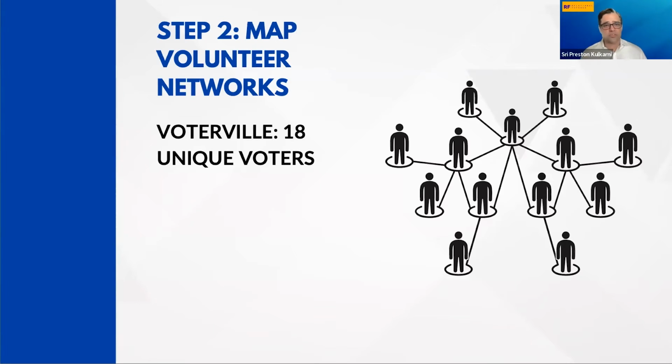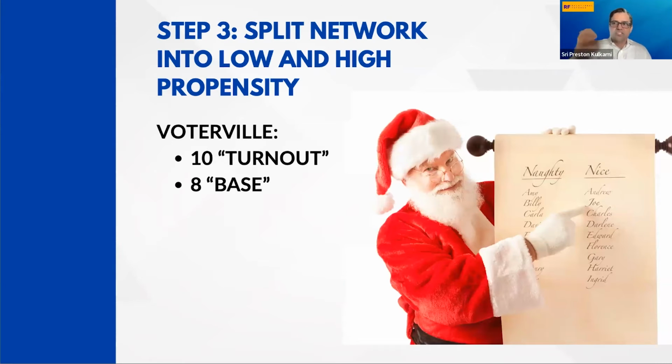Well, the next step, once you've mapped out those volunteer networks, those voter networks, is to split your networks into your base and your turnout, your high propensity and your low propensity. And again, this differs based on whether you're in a primary, a nonpartisan race, or a general election. But let's say in this example, of the 18 unique voters that my spouse and I marked out from the Voterville voter file, 10 of them are people who have not voted regularly before in Voterville elections. 8 of them have. Some of them are other candidates, some are officials, some are activists, right? So those 8 people, those are our base.